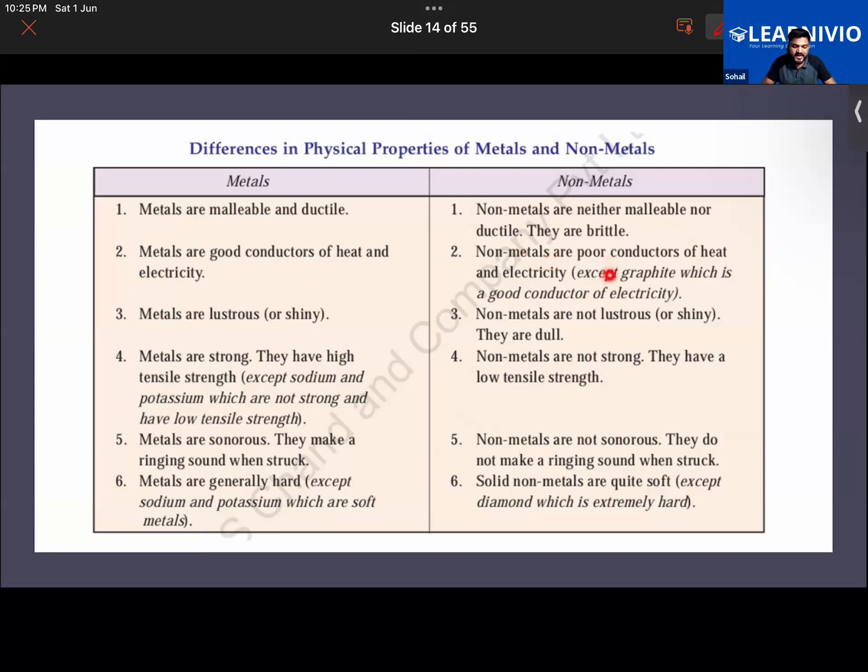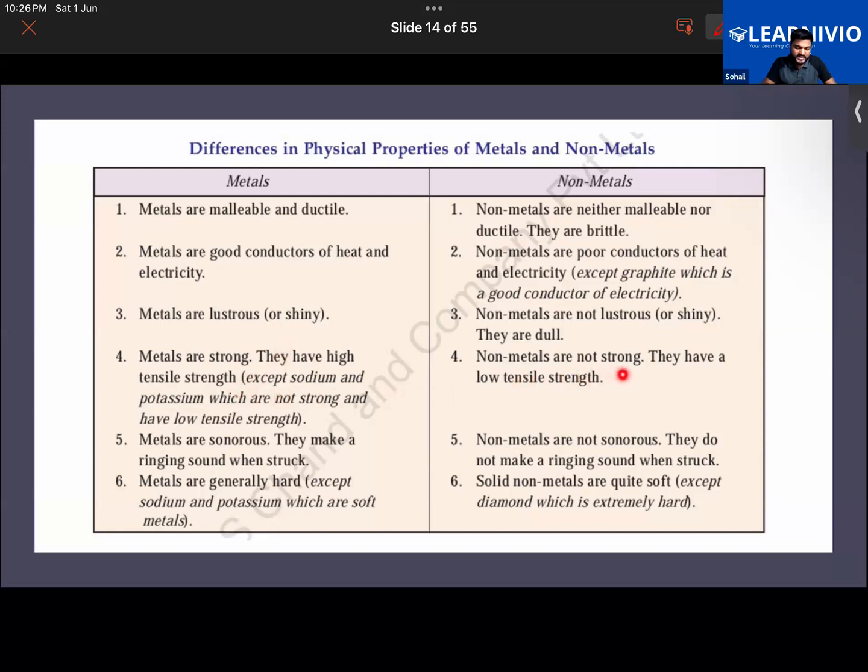Exception is there, like graphite is a good conductor of electricity. It can be used to conduct electricity. Metals are lustrous or shiny, although non-metals are not lustrous or shiny, but there are some exceptions, like diamond. Metals are strong, they have high tensile strength, except for sodium and potassium, which are exceptions because they are not strong and have low tensile strength.